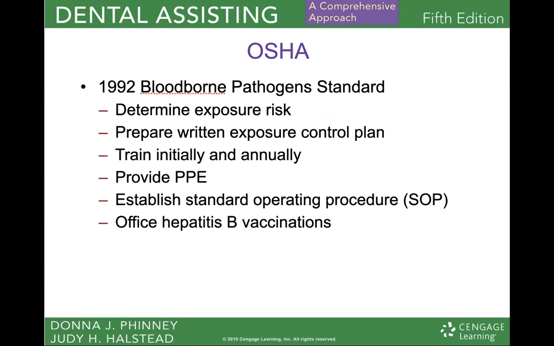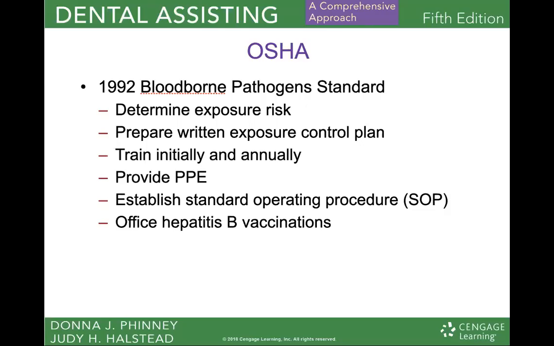OSHA has to do with the 1992 bloodborne pathogen standard. So with that, it goes over some exposure risk determinations. And there are three categories that have to deal with determining exposure risk. Category 1 includes all tasks that involve exposure to blood, bodily fluids such as saliva and tissues. Category 2 includes all tasks that involve no exposure to blood, body fluids such as saliva or body tissues, but occasionally may involve unplanned tasks from Category 1.